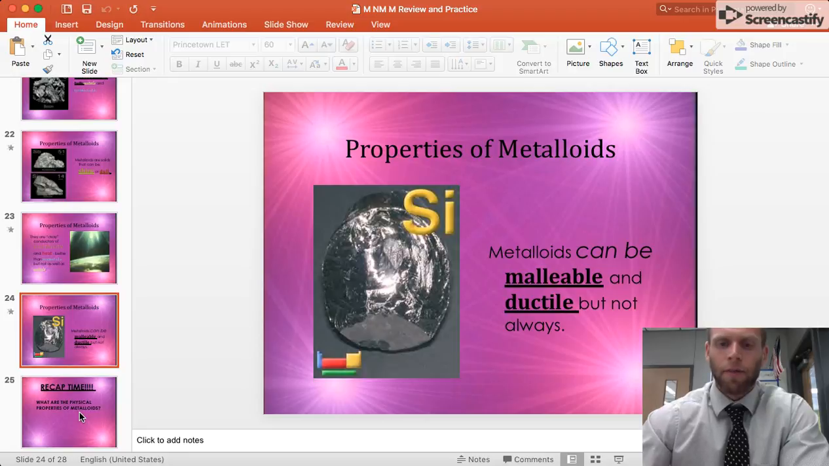And our last property of a metalloid is it can be malleable and ductile, but not always. So sometimes it can have some malleability and ductility, so it can be pounded into sheets or drawn into a wire, but it doesn't always have to be.